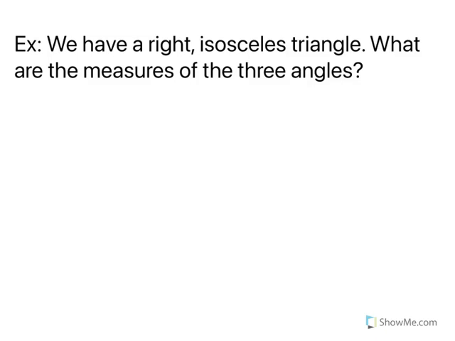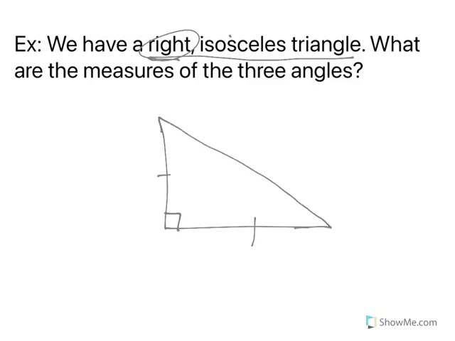Let's say we have a right isosceles triangle. Okay, stop. What does that mean? Well, a right triangle means we have a right angle. Isosceles means two sides are the same. So this is my right isosceles triangle. When you put these markings in, it means these two sides are the same length. All right, so what are the measures of the three angles?